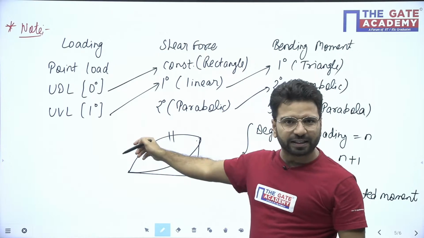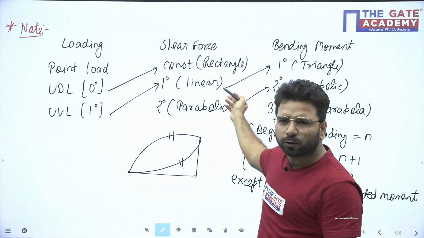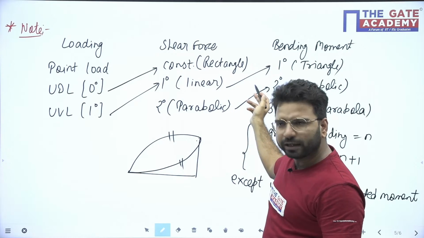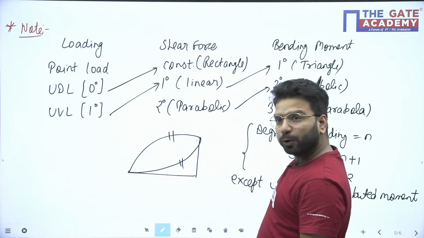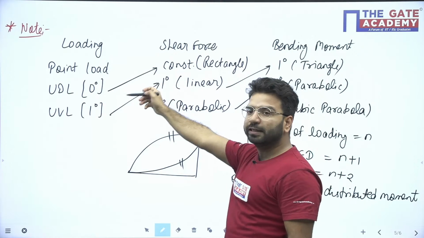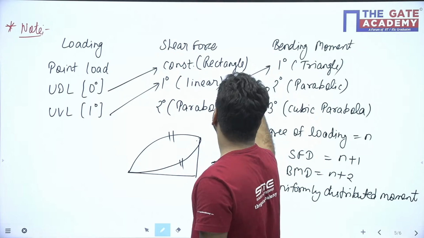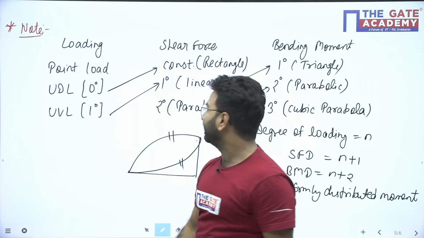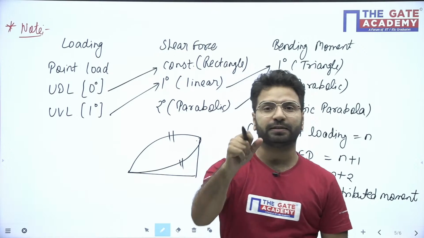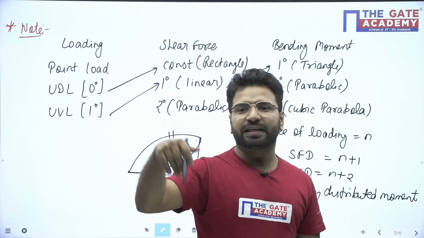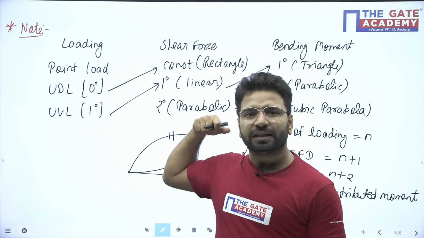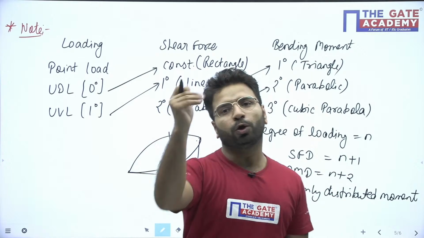If UDL is there, the shear force diagram will be triangular and the bending moment diagram will be parabolic. If UVL is there, the shear force diagram will be parabolic and the bending moment diagram will be a cubic parabola. If a point load is there, the shear force will be a rectangle and the bending moment diagram will be of 1 degree, which means it will be a triangular shape. So no need to cut the section; just apply these concepts and your question will be over.